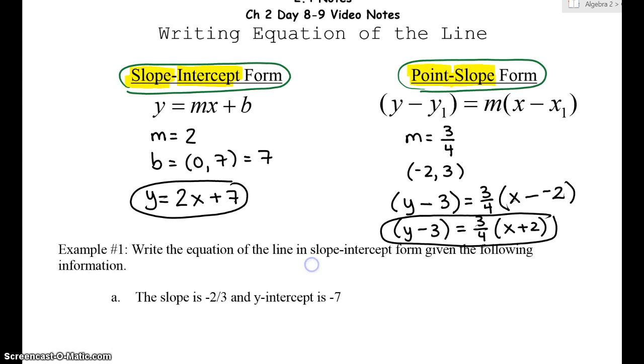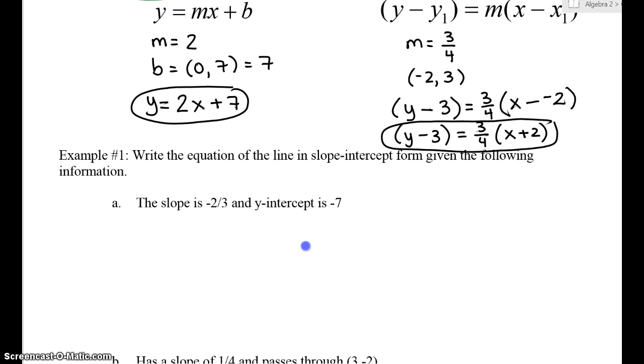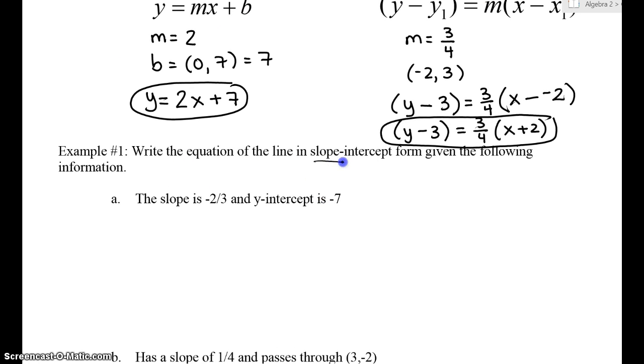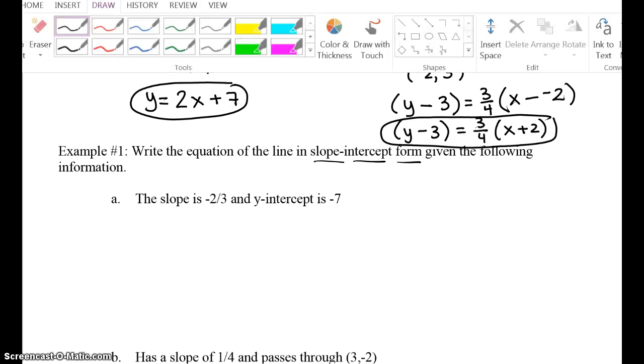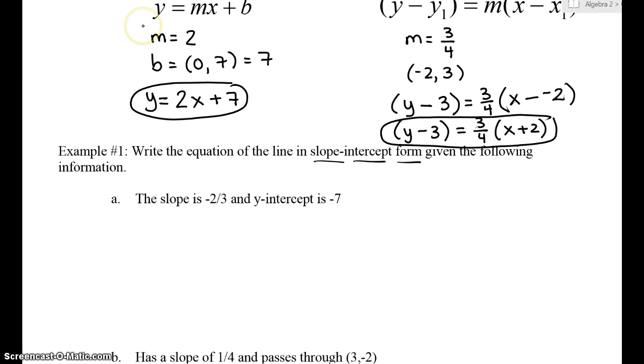Alright, let's look at example number 1 as we solve some of these. It says, write the equation of the line in slope-intercept form. So they're being particular, and that's okay. So we're going to make sure that we put it into y equals mx plus b format for these example 1 problems. And this is given the following information. Now, they're saying that the slope is negative 2/3. So I like to write m equals negative 2/3. They're also telling us that the y-intercept is negative 7. Well, that is our b value. So b equals negative 7.